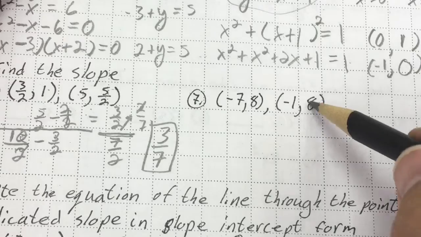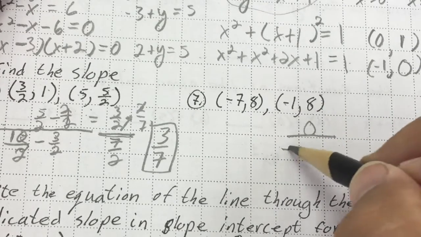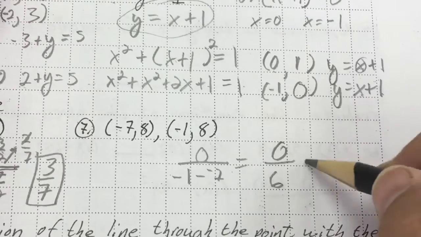This one should go a little bit quicker. 8 minus 8 is 0, over negative 1 minus negative 7. That's going to give me negative 1 plus 7, which is 6. So that's 0 over 6, and that's going to give me a slope of 0.